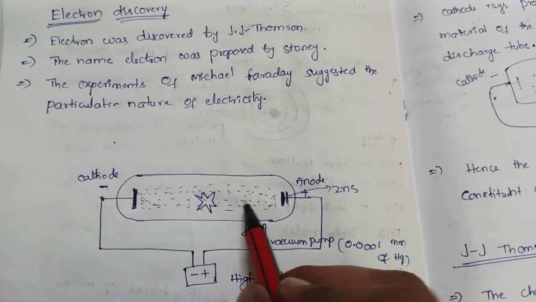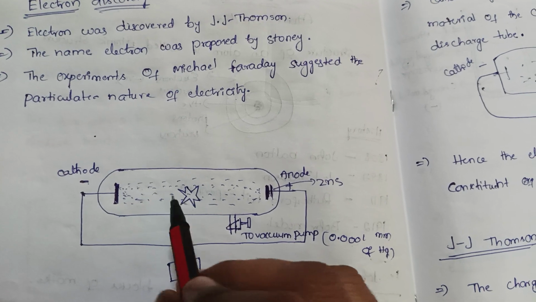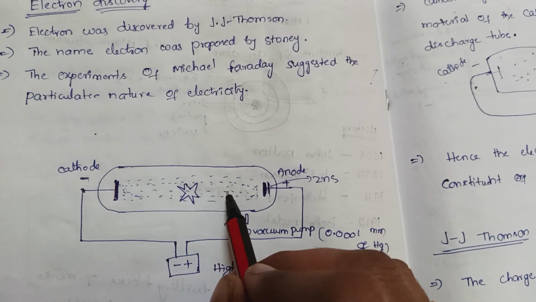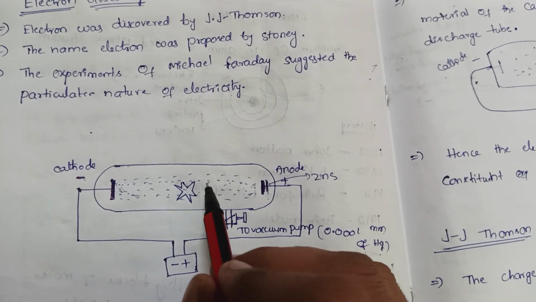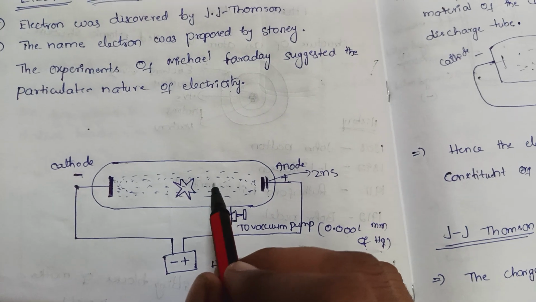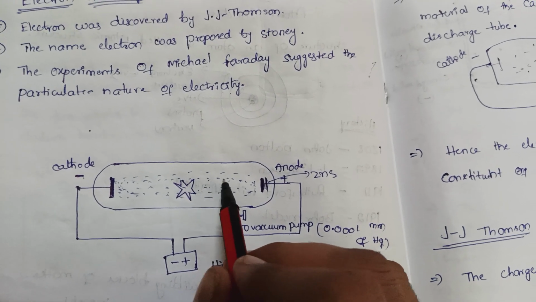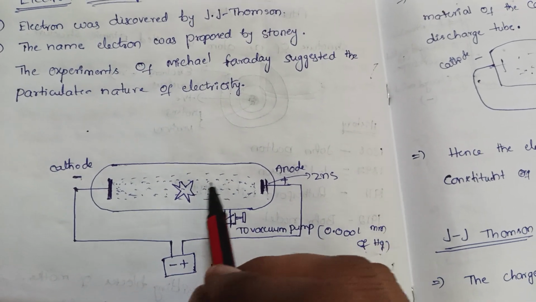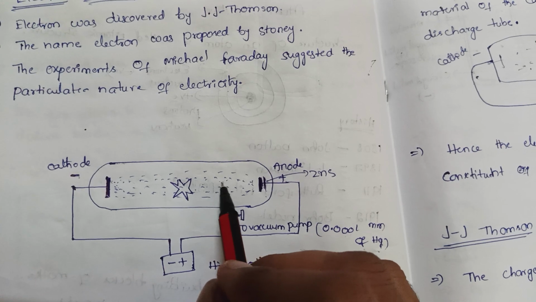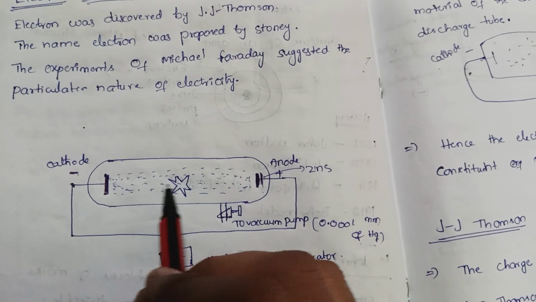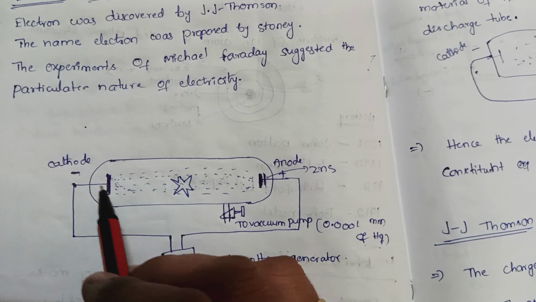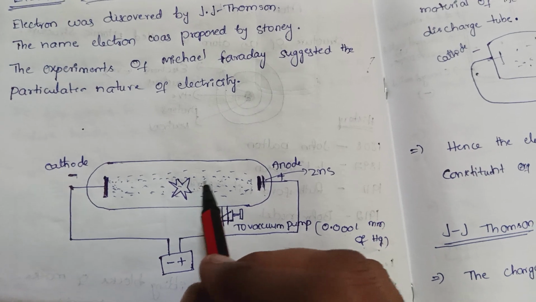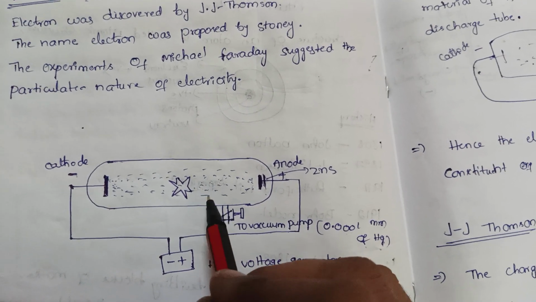If we take gaseous atoms or gaseous molecules, whenever we apply high voltage current, these atoms consist of positive charge and negative charge. Whenever the radiation is applied, negatively charged particles are attracted towards the anode and positively charged particles are attracted towards the cathode. These negatively charged particles are called electrons.